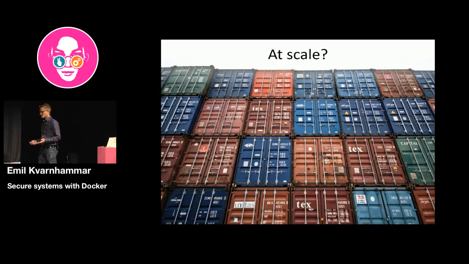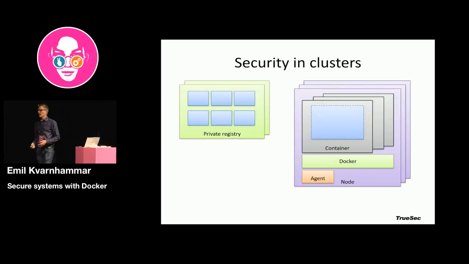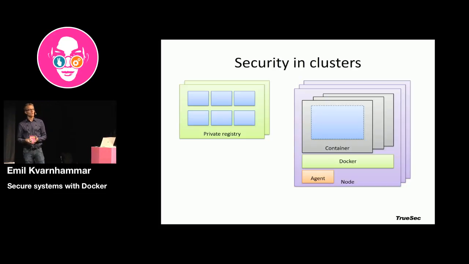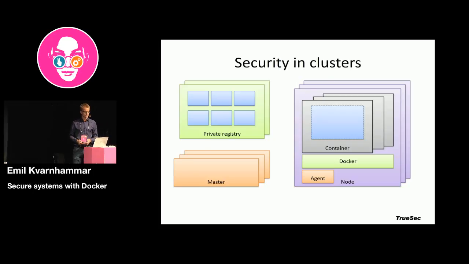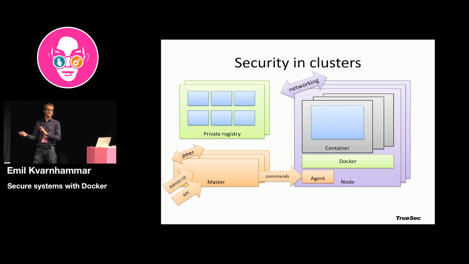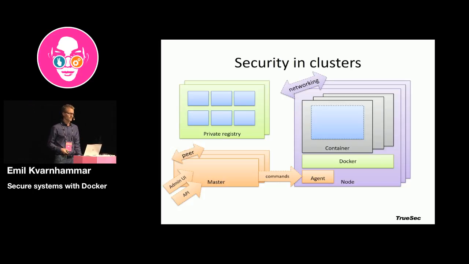Doing this at scale makes everything, surprise, more complicated. Security in clusters is a mess. You have several different host nodes. Most likely you have more than one private registry in order to have high availability. You have more than one master node for the cluster, just to keep track of everything executing. You have networking between the different host nodes. You have peer networking between the masters for leader election, for traffic between, to keep those in sync. You have some kind of admin user interface usually.